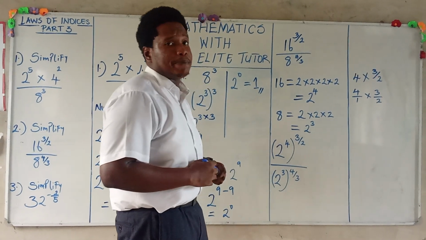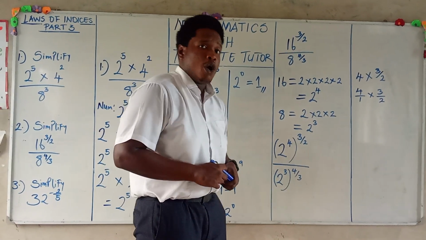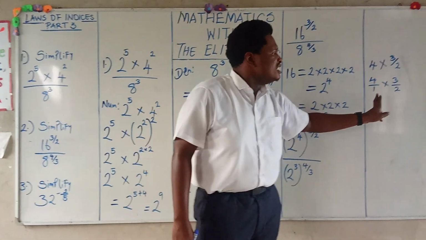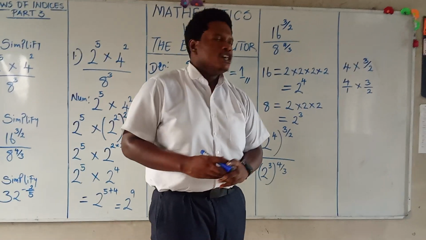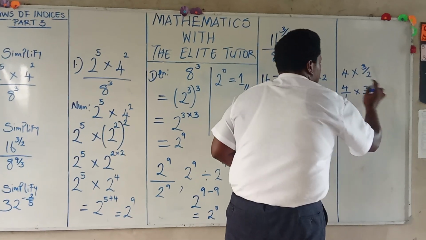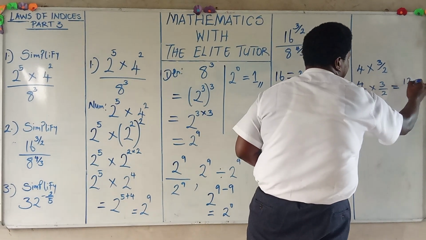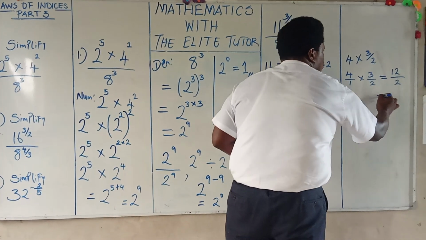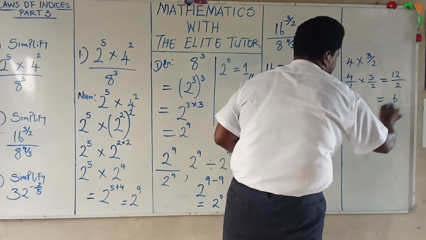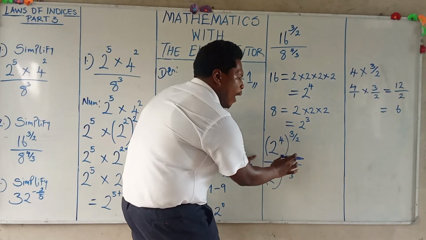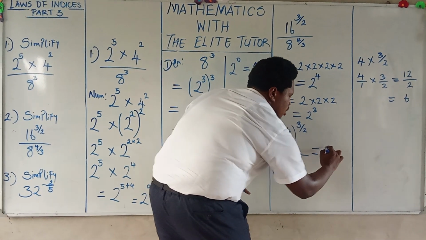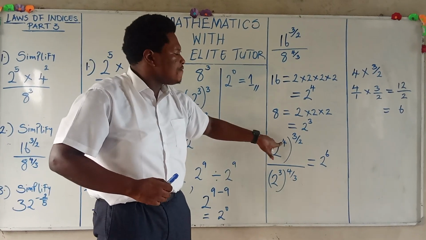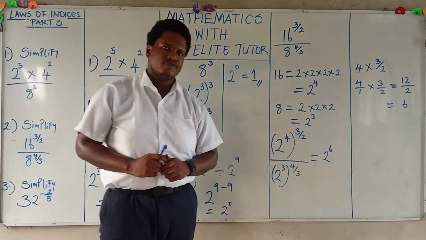One of the easiest operations of fraction is multiplication. Why do we say so? Because you just multiply numerator times numerator, denominator times denominator. So 4 times 3 gives us 12, and then 1 times 2 gives us 2. So 12 divided by 2 gives us 6. That means for our numerator, this is 2 raised to power 6. How did I get 6? 4 times 3 over 2.